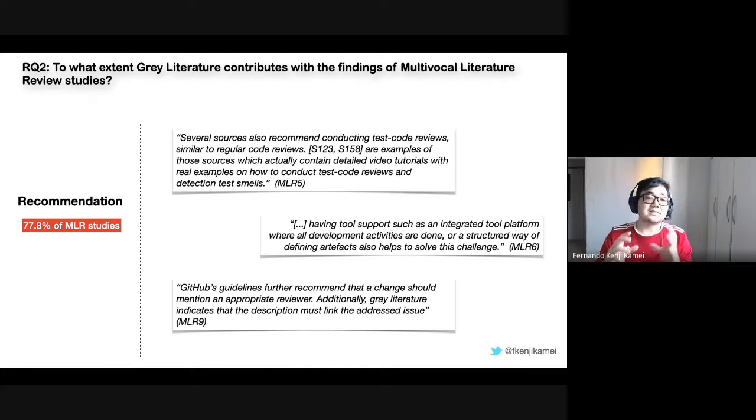We identified 10 types of contributions. We will talk about the top contributions that we identified. The recommendation was one of the most common types identified, present in almost 80% of the studies. For instance, in Multivocal Study 5, we have recommendations for conducting test code reviews through detailed video tutorials.